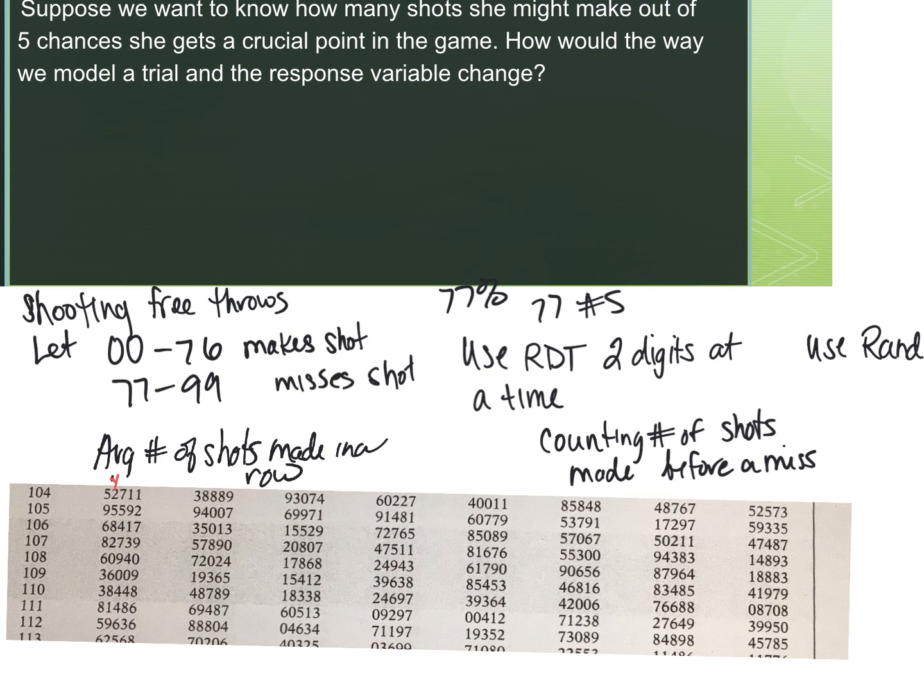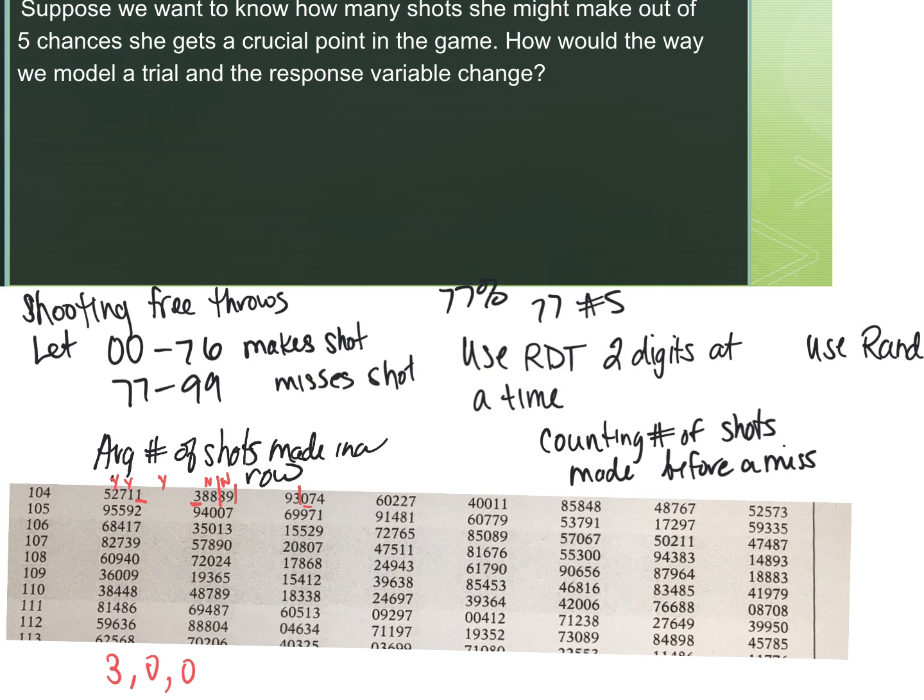Next number is 71. That's a make. Now the next number is 13. Okay? The gap is just there to make it easier to see the separation. Did she make it? And the next number is 88. That's a miss. So then my first trial is 3. Okay? What's the next number? 89. That's a miss. So that's 0. Next is 93. Also 0.